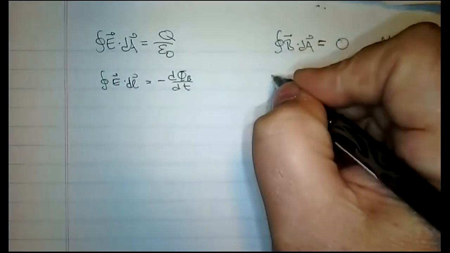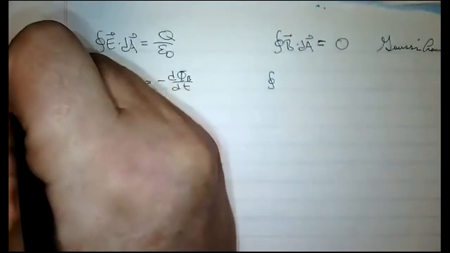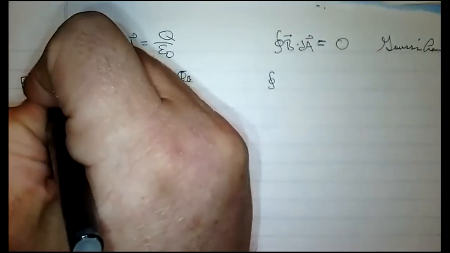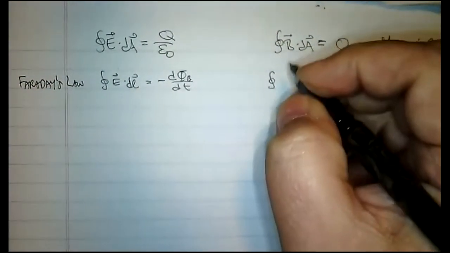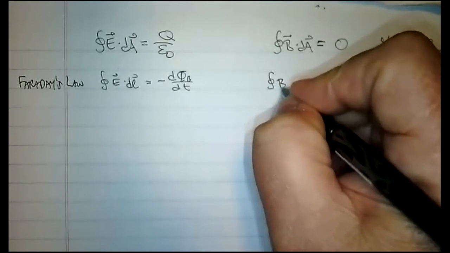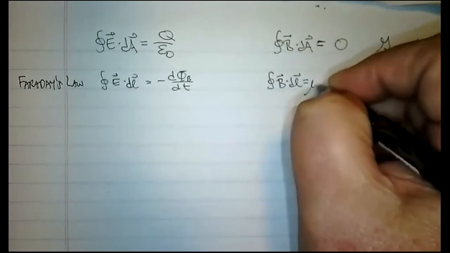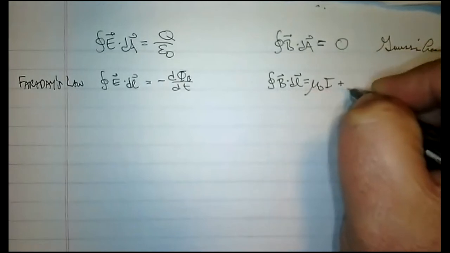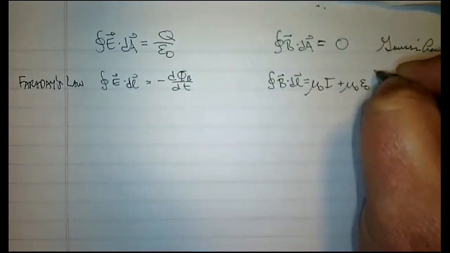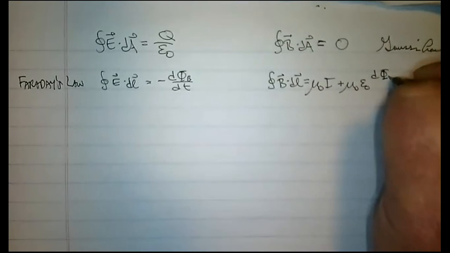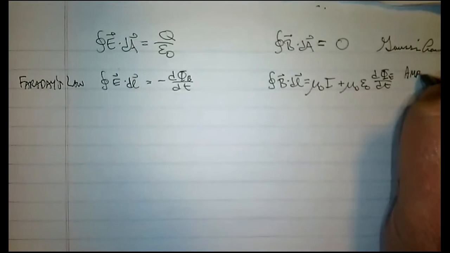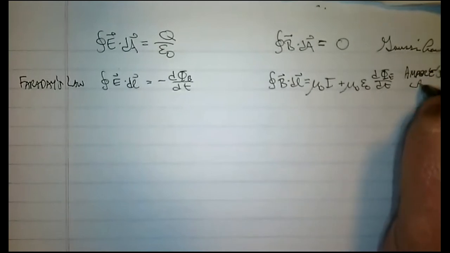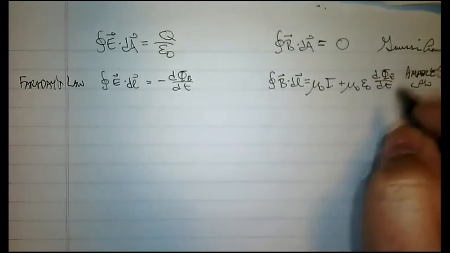And then we have another version, which is now Ampere's law. So this is Faraday's. And this is Ampere's law with Maxwell's fix. That's the closed integral of B dot dl is equal to mu 0 I plus mu 0 epsilon 0 d phi E over dt. And that's Ampere's law, again with Maxwell's fix.